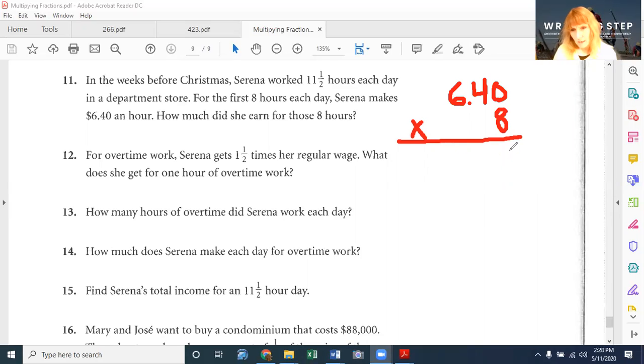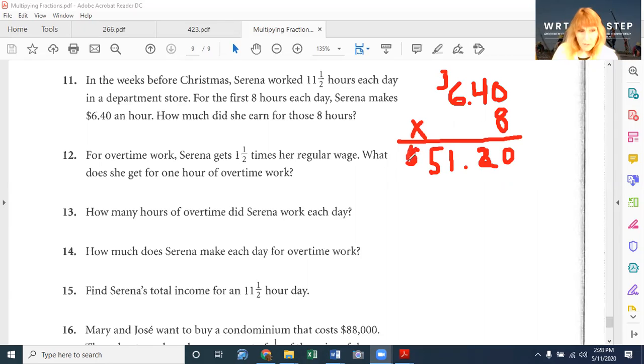Well, we multiply. 8 times 0 is 0. 4 times 8 is 32. Carry the 3. 6 times 8 is 48. 49, 50, 51. So she made $51.32. That's a 2 or 20 cents. $51.20. That's how much she made for 8 hours of pay.